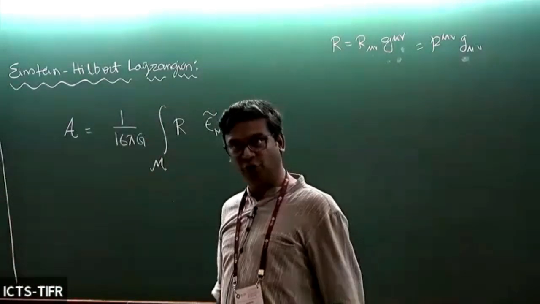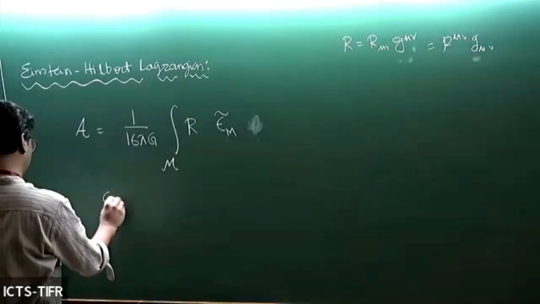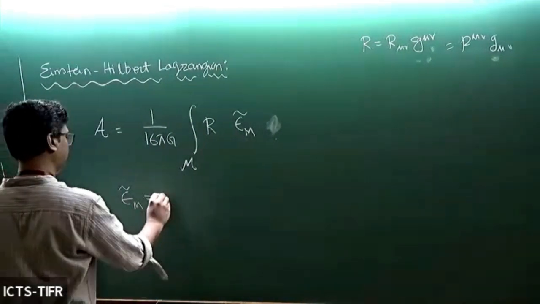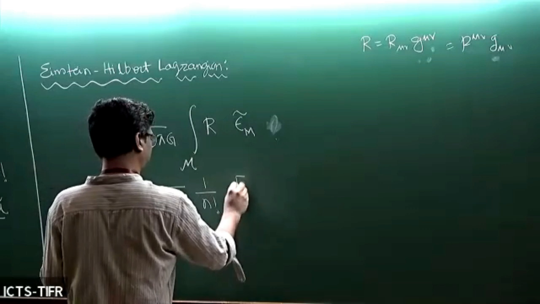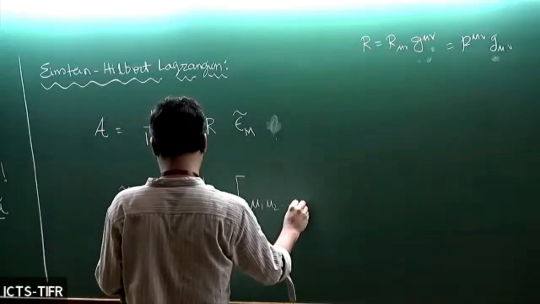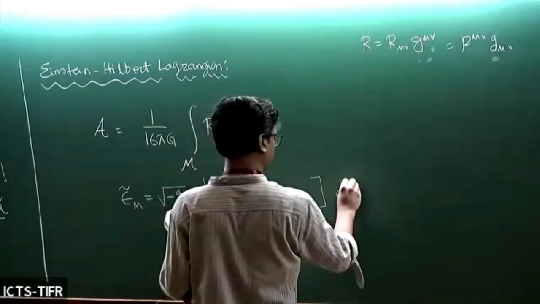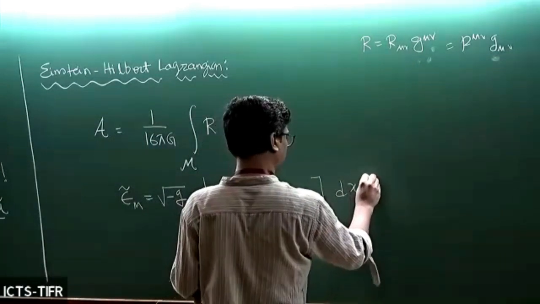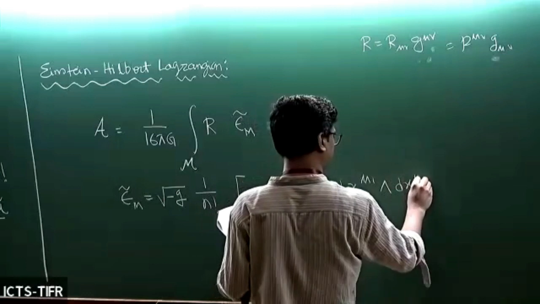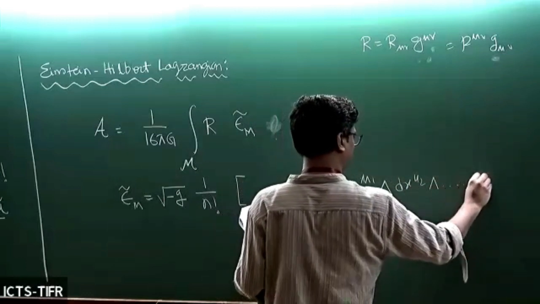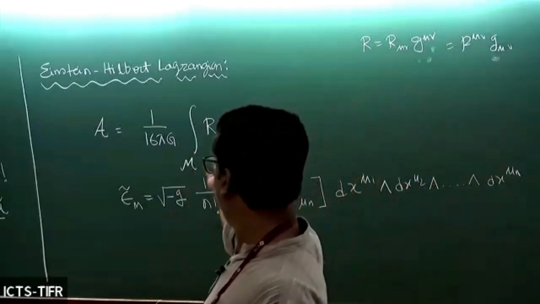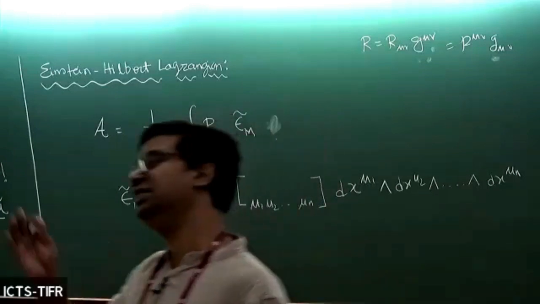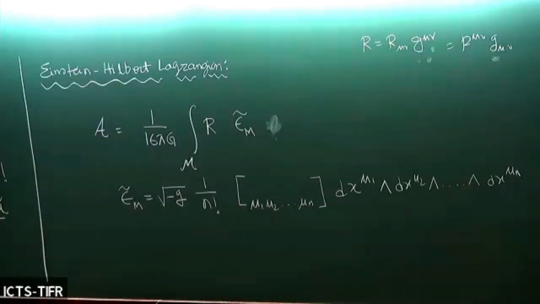This is in the manifold, and by our earlier definition we'll write it. Again, this is pseudo-Riemannian, 1 by n factorial, epsilon mu1 mu2 ... dx. Okay, n-dimensional volume form. And you know that this will reduce to R square root of minus g d4x if I want to write it in ordinary metric notation. That we have convinced ourselves.